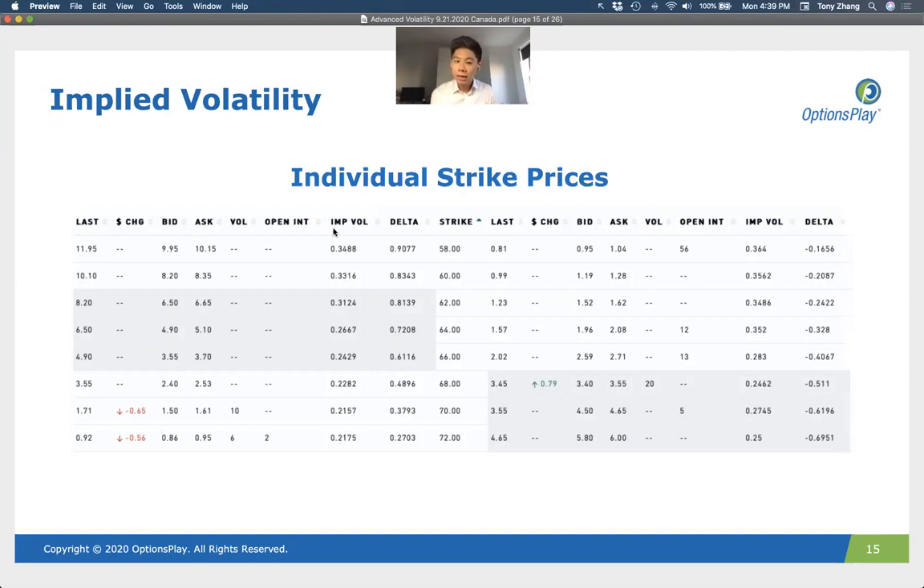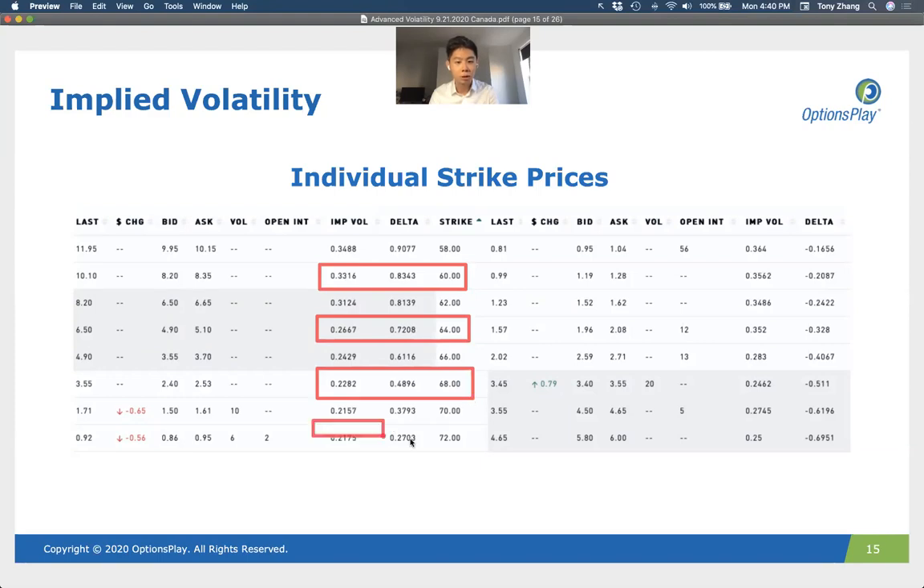So when we look at individual strike prices, what we're doing is calculating the extrinsic value of each option and then backing out what that tells us in terms of what the market is telling us. What is the future expected volatility? But it gives it to us in a form that's annualized so that we can quickly compare the 60 strike versus the 64 strike versus the 68 strike versus the 72 strike.